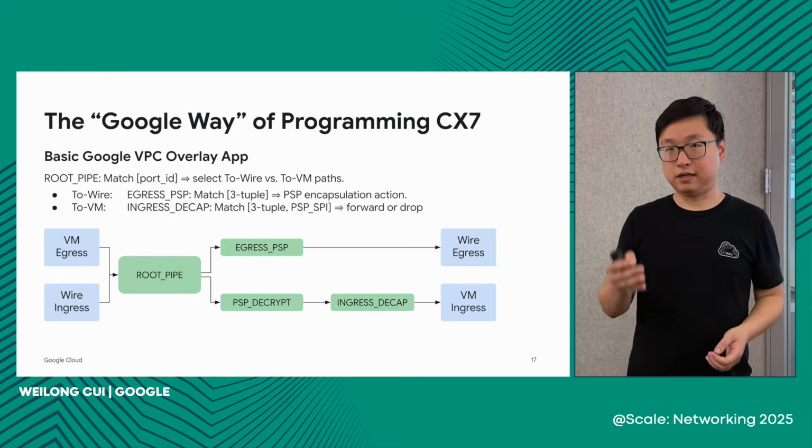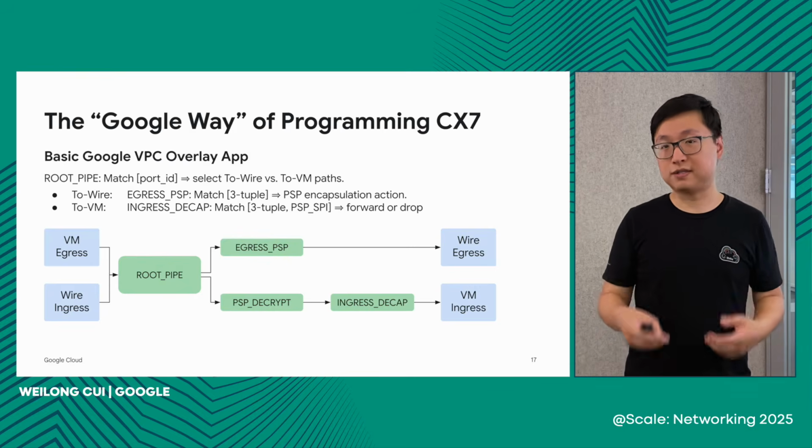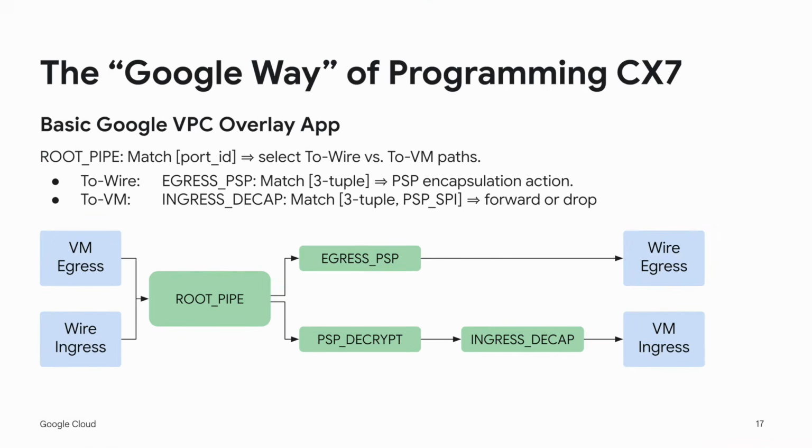So a basic encapsulation application at Google looks like this. We pump through all the VM egress packets, or packets that are trying to leave the VM to reach other VMs, and the wire ingress packets, or packets that arrived on the wire trying to talk to this VM, through the root pipe. In the root pipe, we match packet metadata and some of the packet headers to decide where this packet is trying to go and what it's trying to do.